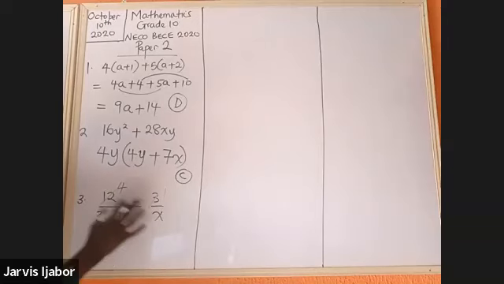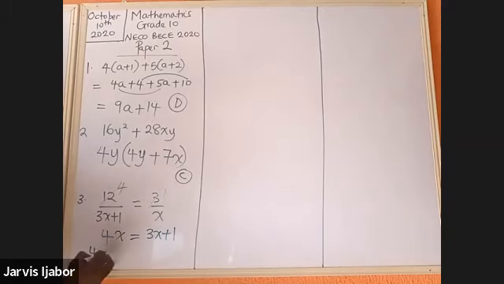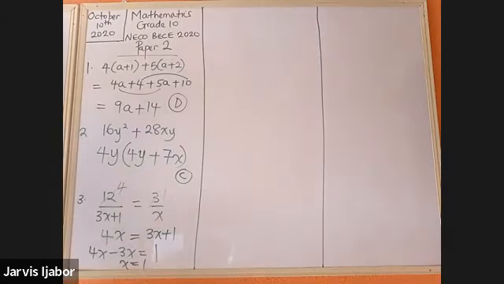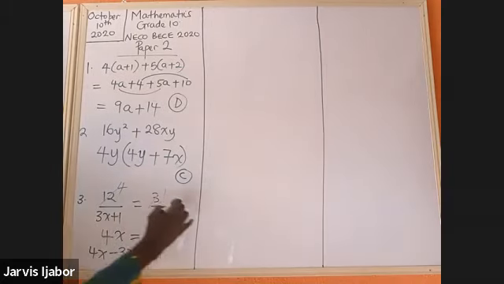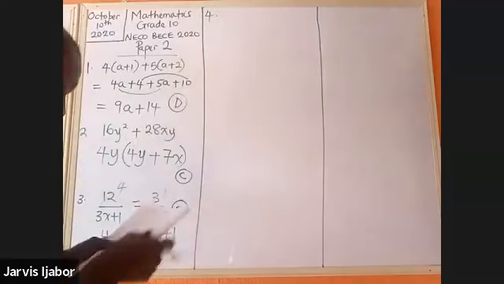4x equal to what? 3x plus 1. So from here, 4x minus 3x will be equal to 1, which means that x will be equal to 1. So you see that that answer is 1, and that will be what? E. Now let's go to question 4.